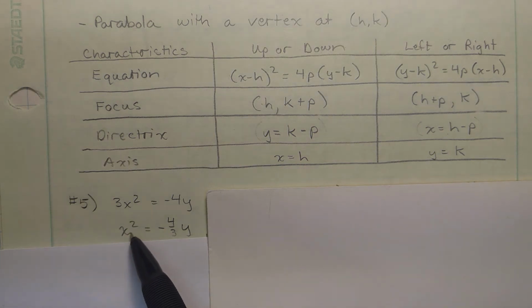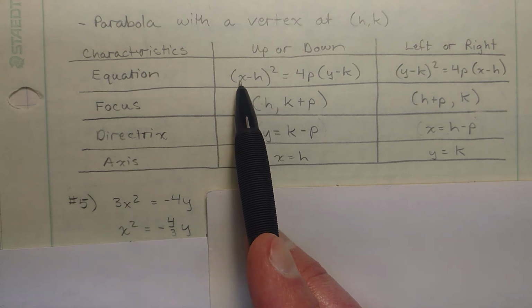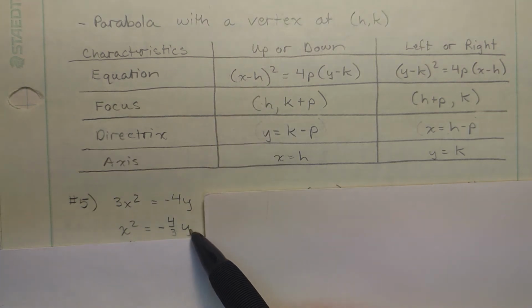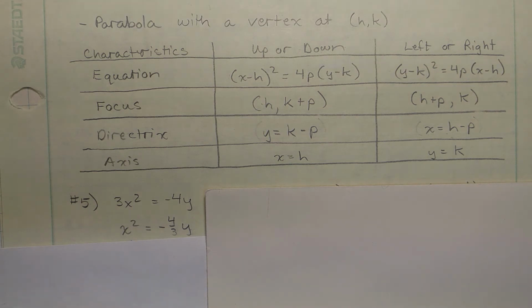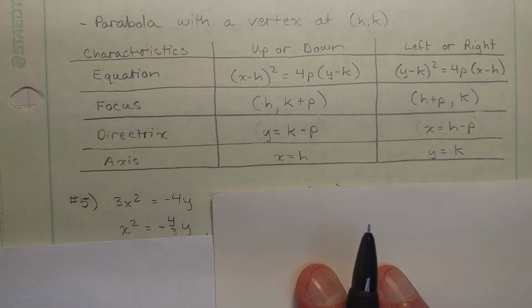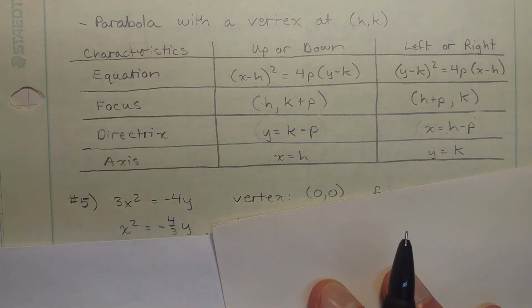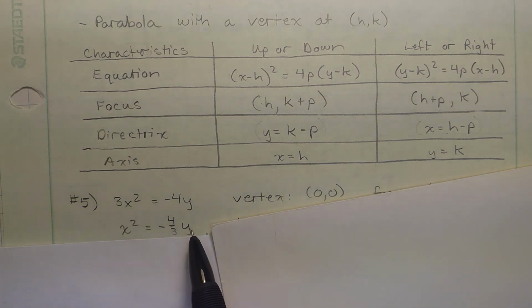Now this is in my vertex form. Notice there's no value added or subtracted from x, so h is 0. Same thing for y. So this one is centered at the vertex at the origin. But what it asks us to do is find the vertex, find the focus, find the directrix, and the focal width. So the first thing we can see is that the vertex is going to be the origin, because there's nothing added or subtracted from x or y.